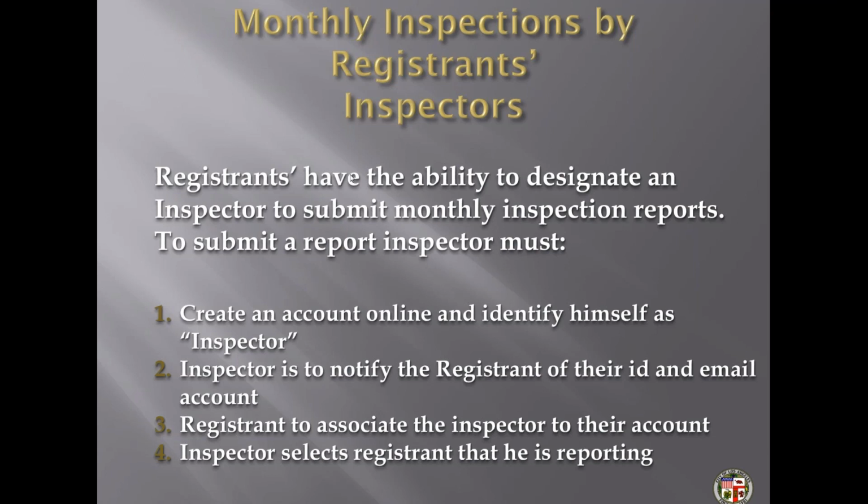So once they create the account online, they indicate they're an inspector. I'll show you the screen in a few minutes. The inspector is to then notify the registrant, whoever registered the property, and provide them with their user ID so that they can associate them to their account. The inspector will then select the registrant that he is reporting for.